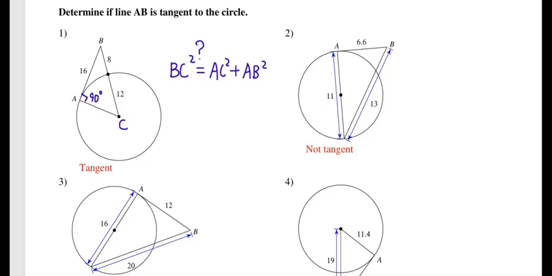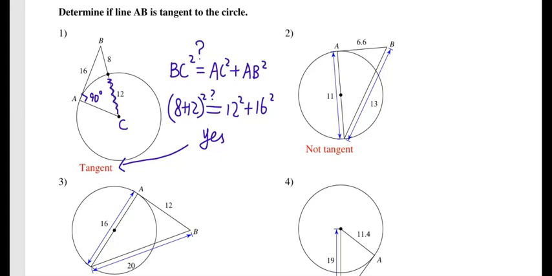All right, let's take a look. What is BC? This is 12, so BC is 8 plus 12, squared. What is AC? It's not labeled for you, but we know that all the radii in the same circle must be congruent. So if this is 12, AC is also 12. 12 squared. AB is given to us as 16. Is it? The answer is yes. If it's yes, then it is tangent.